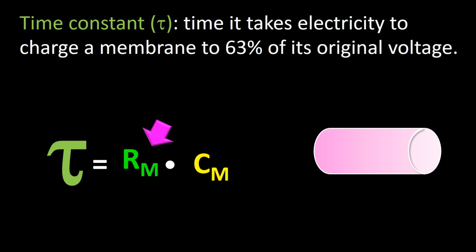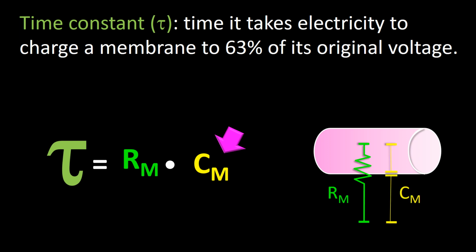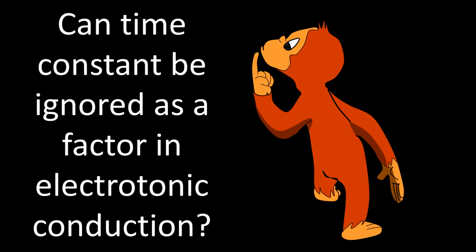which I will represent in this axon segment by the electrical symbol for resistance through the membrane as we did in the past, and membrane capacitance, which I will represent by the electrical symbol of capacitance across the membrane. Can time constant be ignored as a factor in electrotonic conduction? The answer is yes. Why?